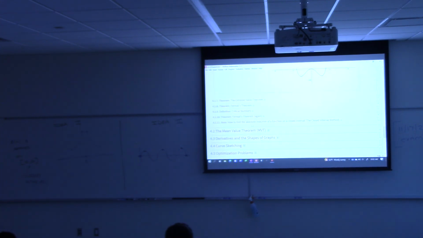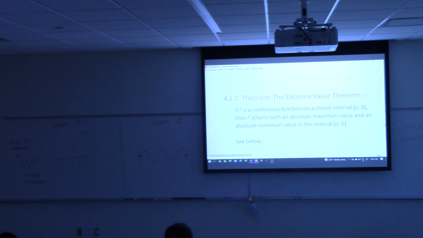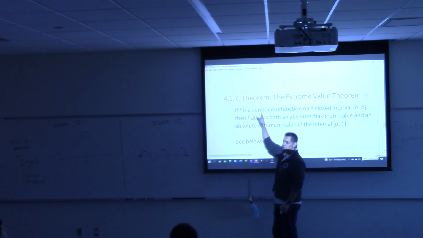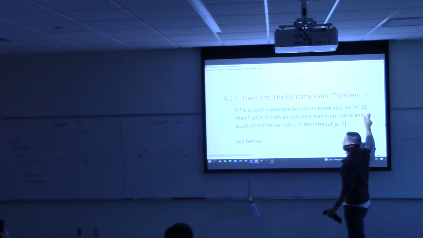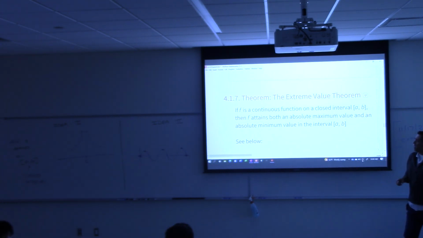All right, let's go. Our first theorem, the extreme value theorem. I'm going to make this bigger so you can see it. This is what we were just talking about. If f is continuous, which means we can draw it without picking up our pencil, on some closed interval AB, then f attains both an absolute maximum and minimum value on the interval.